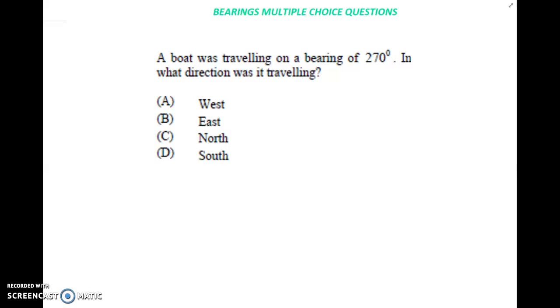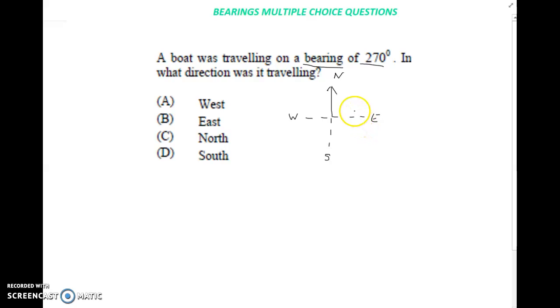A boat is traveling on a bearing, let's underline the word bearing, of 270 degrees. In what direction was it traveling? Now whenever you see the word bearing or bearings, you must always draw a north line. Everybody knows what a north line looks like, right? Then we can draw other cardinal points. That means this one is south and this is west and east. It spells "we": west comes here, east comes here.